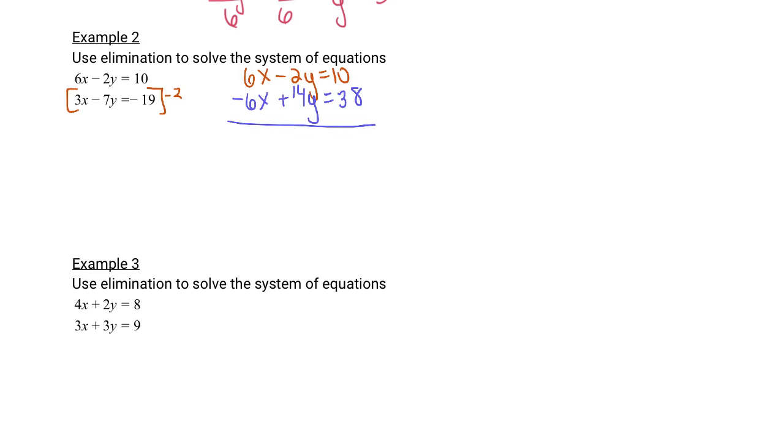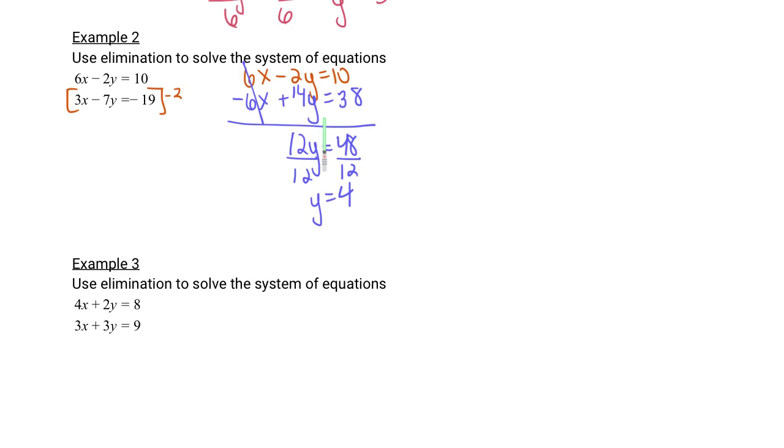So now we add. 6x minus 6x is eliminated. -2 plus 14 is 12y. 10 plus 38 is 48. I can divide by 12 and get y is 4. Half my answer. Now I can take that y equals 4 and plug it into any of the 1, 2, 3 equations that are found on my paper here.